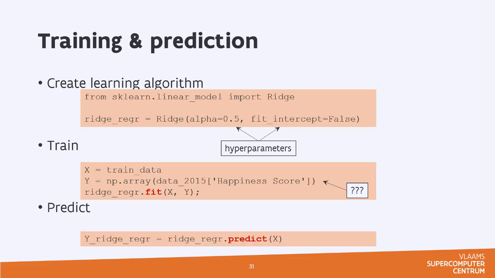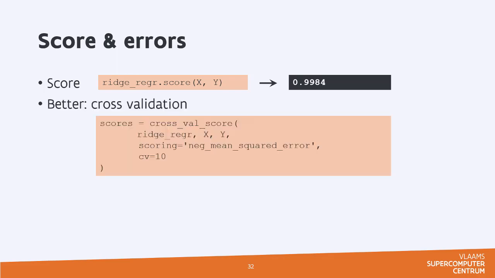So, prediction, very easy. Our ridge regression model is trained. We just use the predict method with input values in order to get the predicted output values, in this case y ridge regression. Scoring, very easy. We can score x versus y, and in this case that would give us a score of 99.84%, which is actually really good.